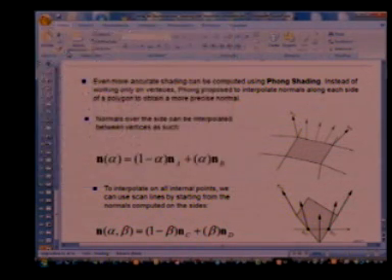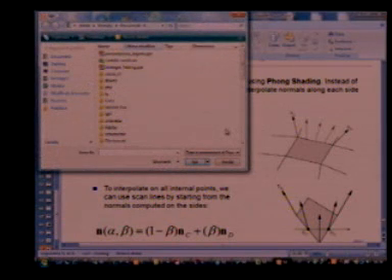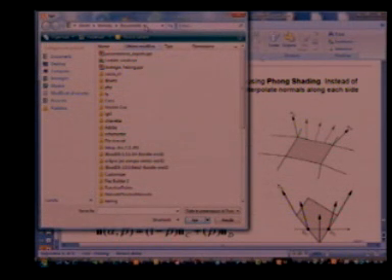Okay, what is the topic? The topic is curves and surfaces. Curves and surfaces.